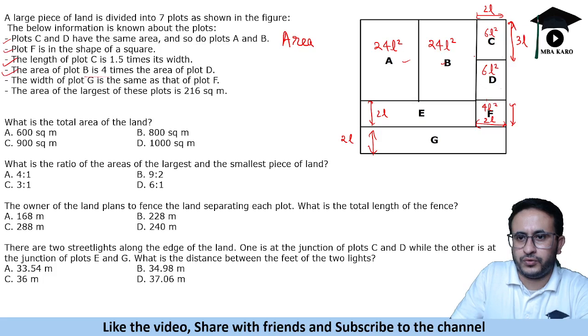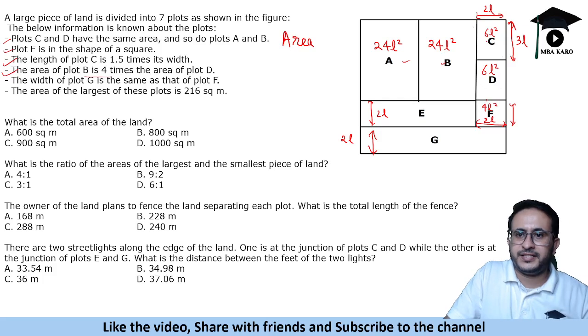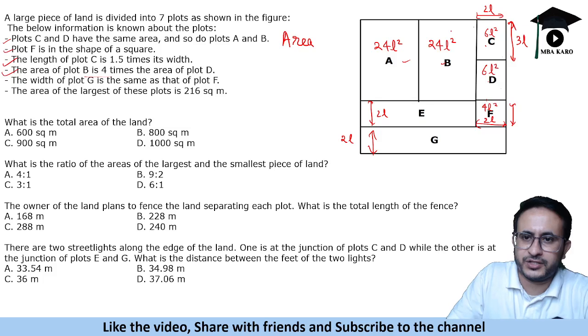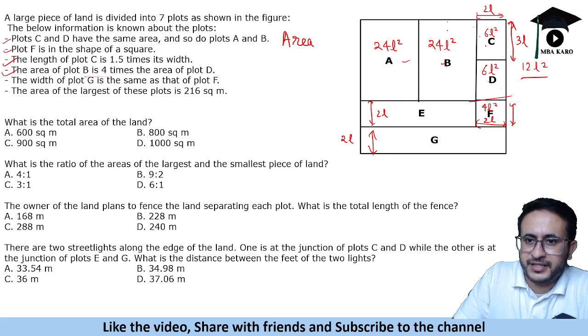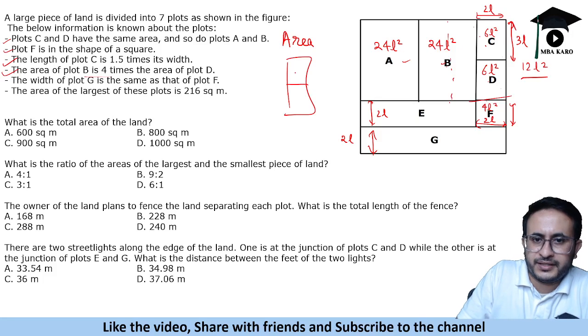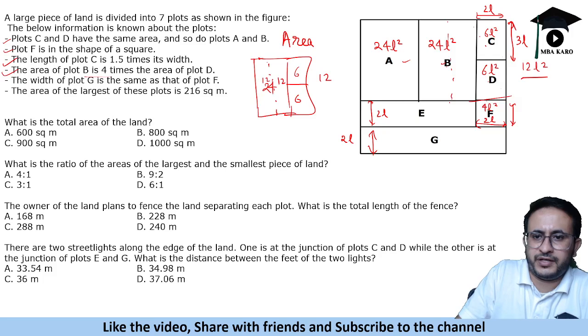Now if you look at this area, this is 6L square and 6L square. So this is 12L square. If you combine C and D, this is 12L square. Now this is 24L square. That means this is double of it. If we place C and D one above the other, this is 6 plus 6 which is 12, and B is adjacent to it, and B is 24. That means B is double of this, 12 and 12. So B will be 4L into 6L.